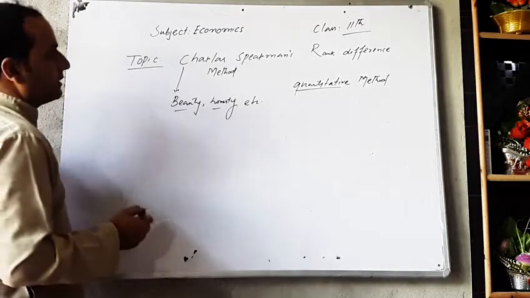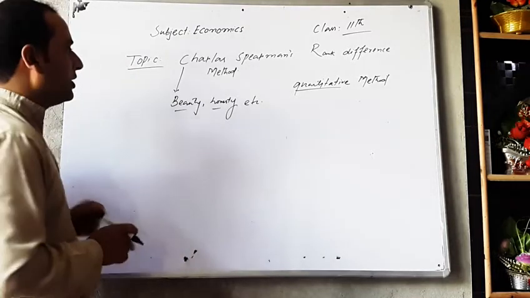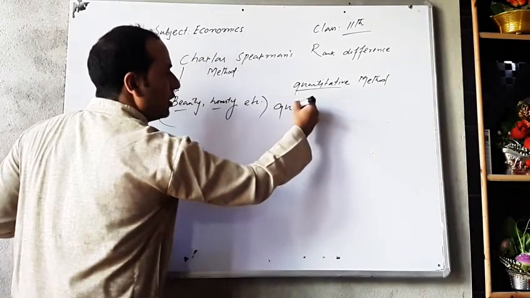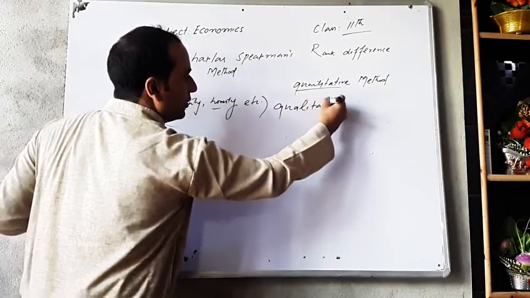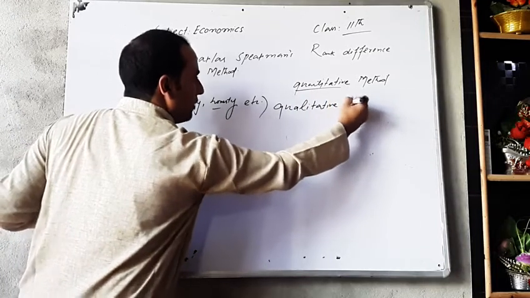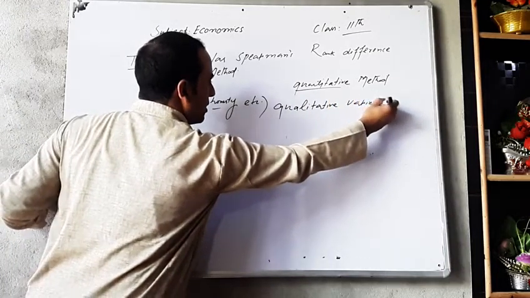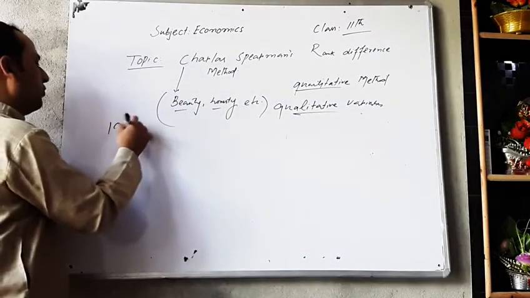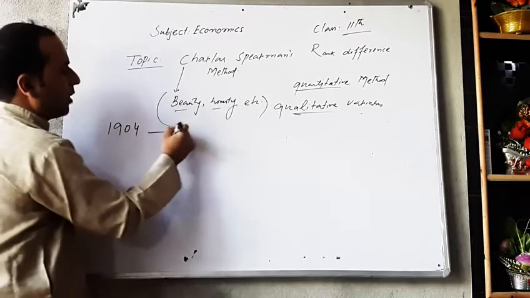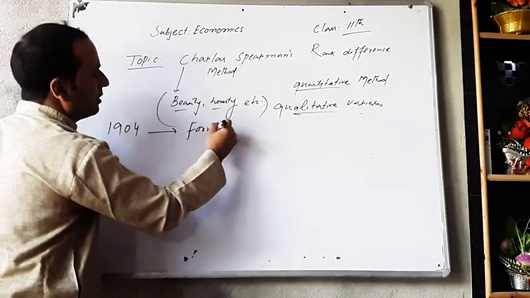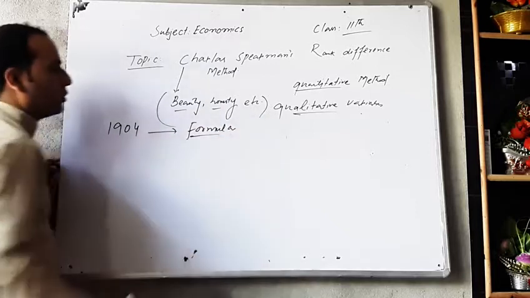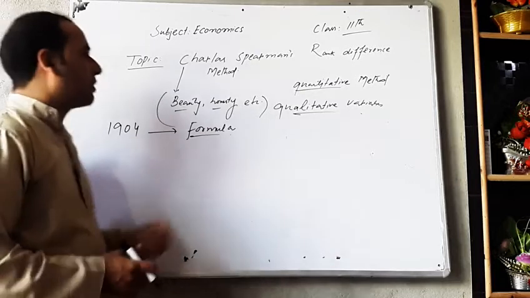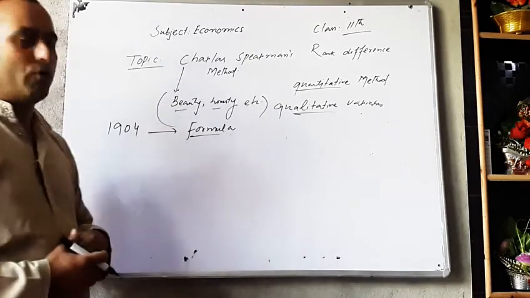Charles Spearman was an economist. He says that these are qualitative variables. In 1904, Charles Spearman developed a formula to calculate the coefficient of correlation between these qualitative variables.